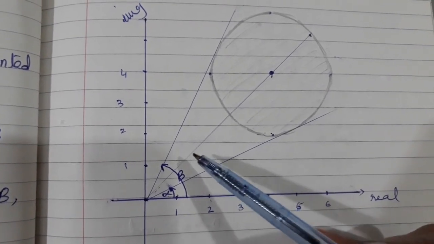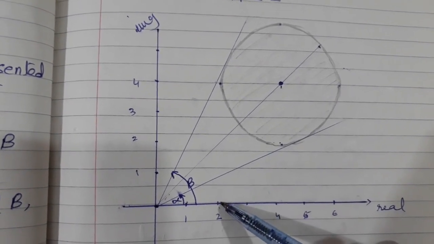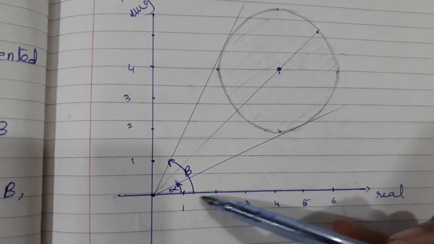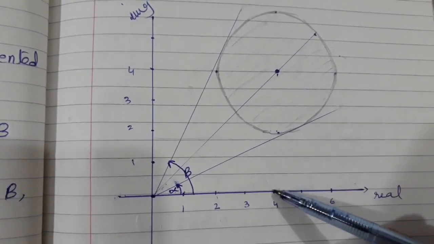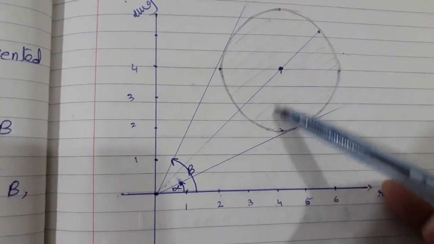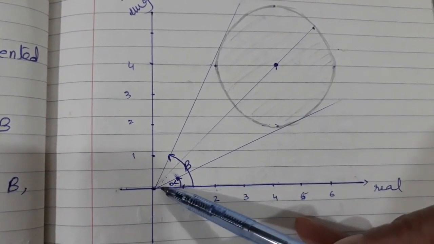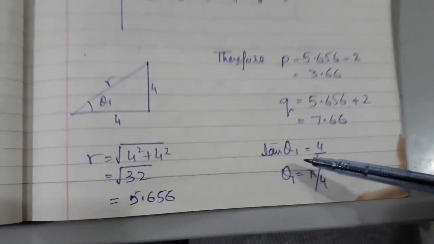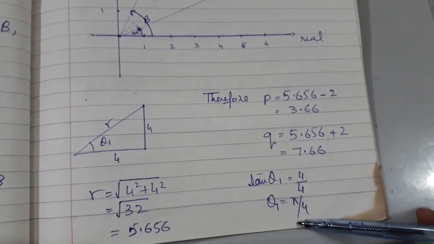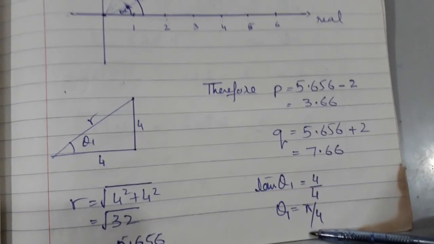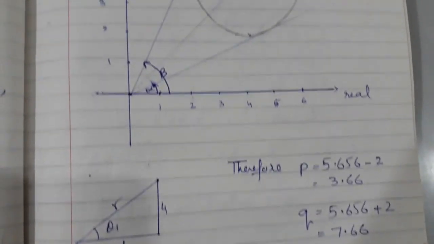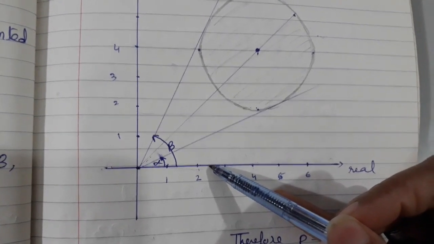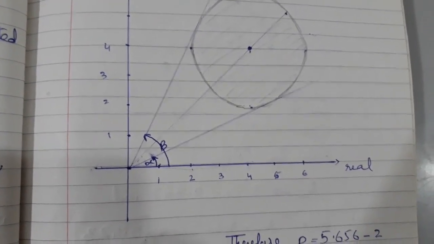So do I know this whole angle? Let's see. If you look at this triangle, you know this side and this side, which are 4 and 4. So using this, you can find the angle, pi by 4. So it means this angle is pi by 4. So how will it help us find alpha and beta?